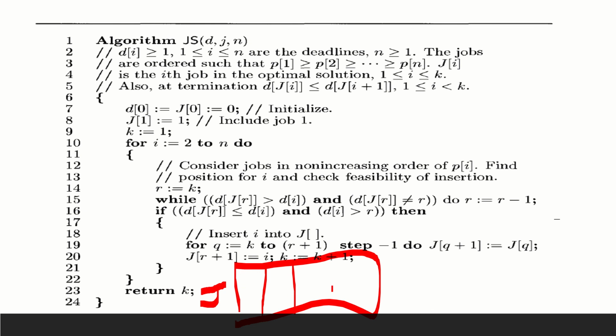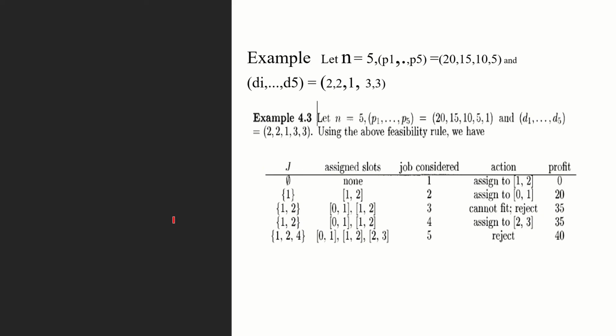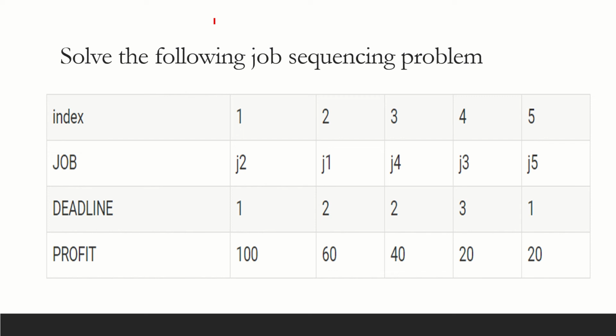One important point to consider is that I indicates the job we have to consider. 2 means you consider the second job in your list, 3 means you consider the third job in your list, and so on. So these are the details of the algorithm. That's all.